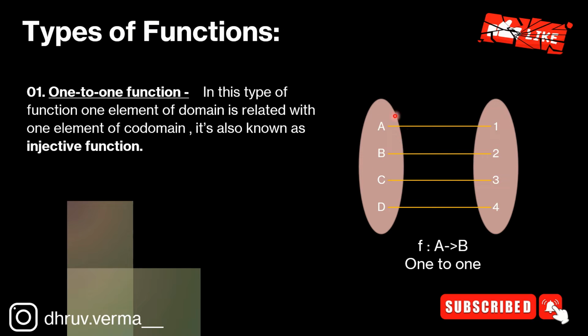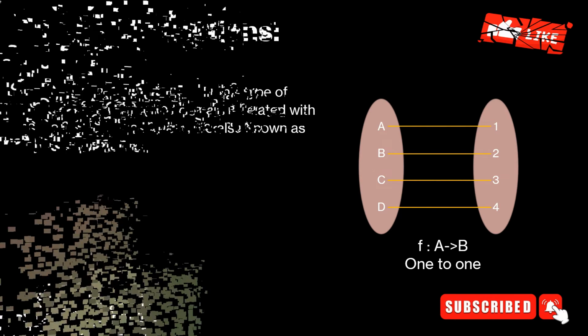You can see here that A, which is an element of the domain, is connected with 1, B is connected to 2, C is connected to 3, and D is connected to 4. Exactly one element of the domain must be connected to exactly one element of the codomain. So that is called a one-to-one function.